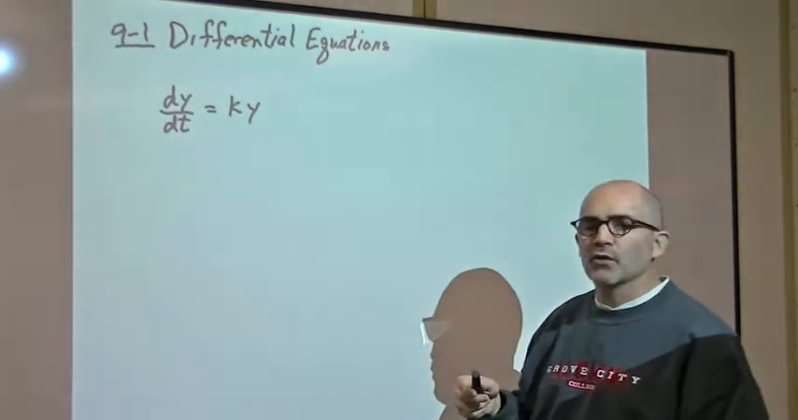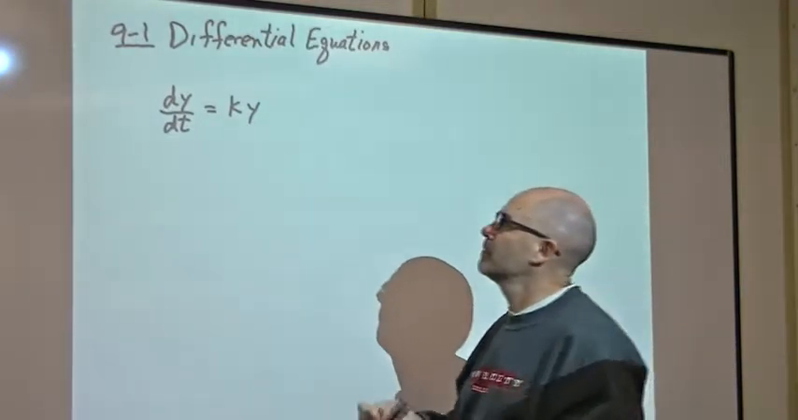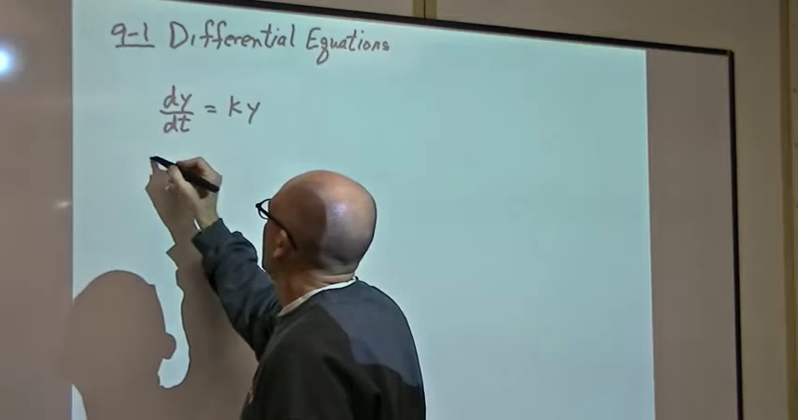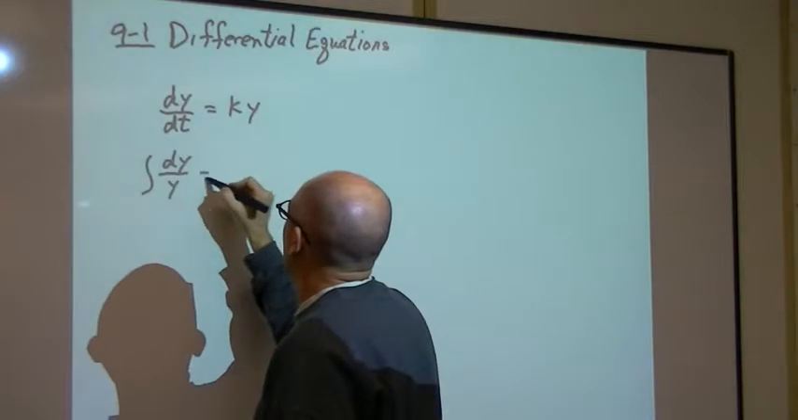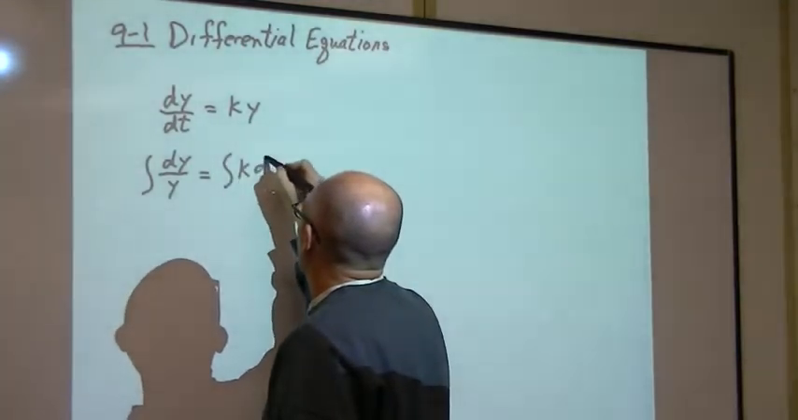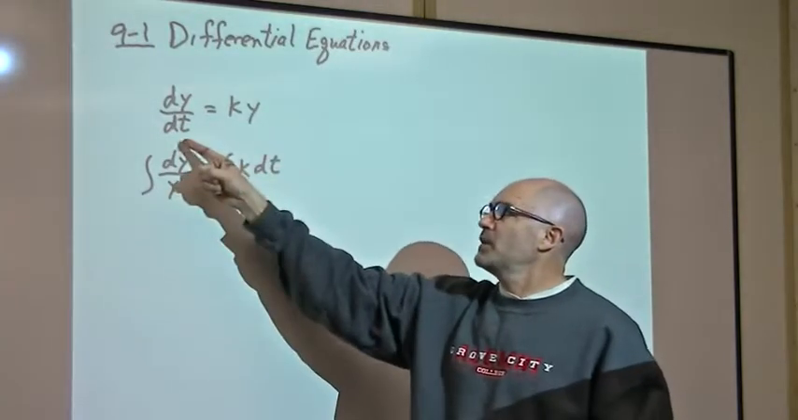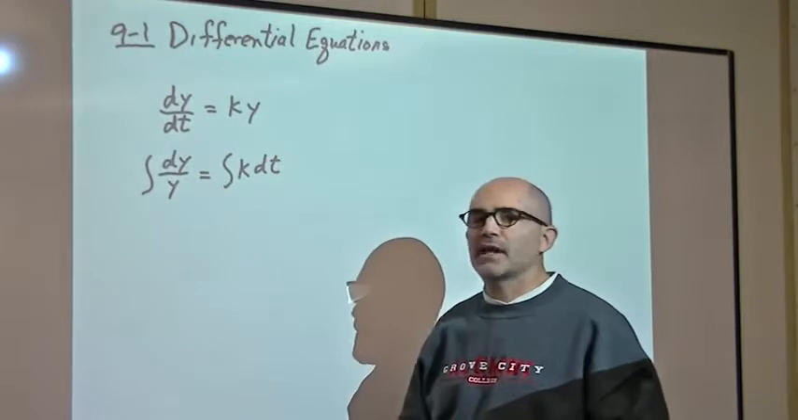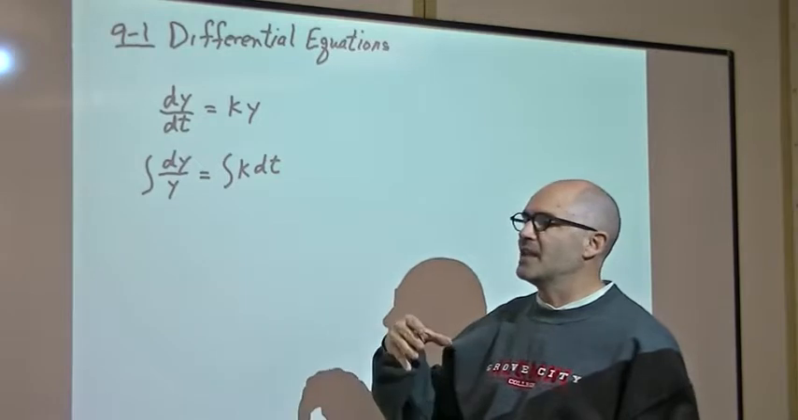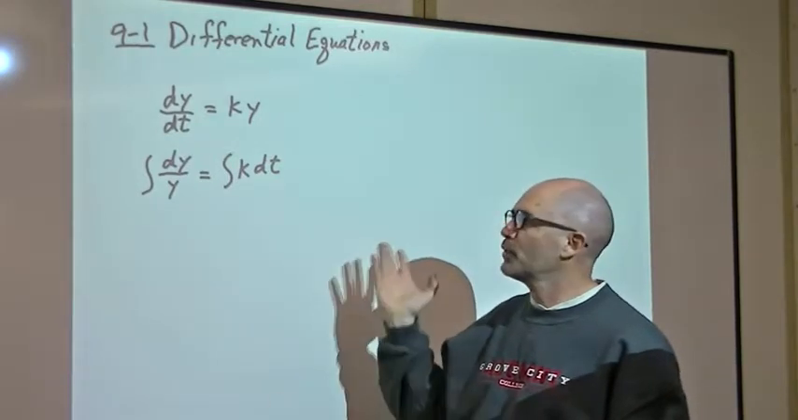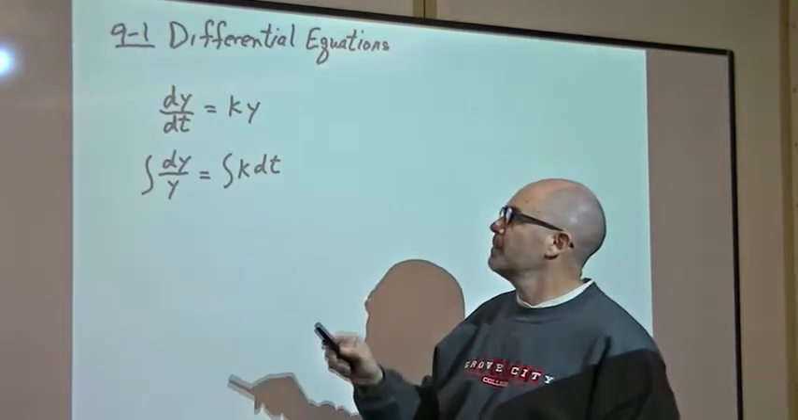So how do you undo a derivative? You integrate. So we're going to integrate both sides. Now, it looks like what we just did was divide both sides by y and multiply both sides by dt. But that's not actually what we did, because dt really isn't a quantity that you can multiply both sides by. What we did was we separated the variables.